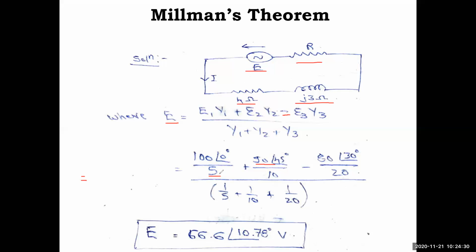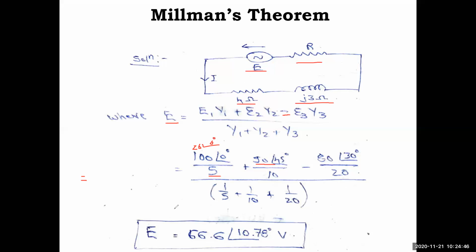Okay, so here the j term is not there in the denominator. When the j term is not there, straight away you can do this division. Simple division: 100 by 5 means 20, right? So you write 20 at an angle 0 degree. Okay, so write one step.